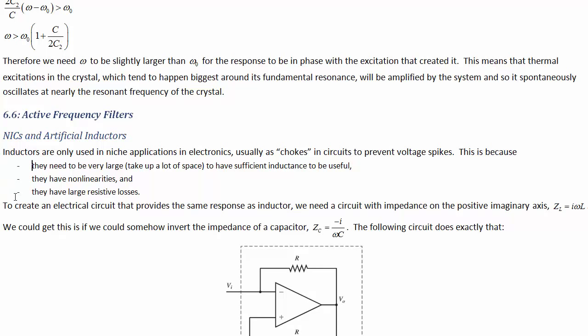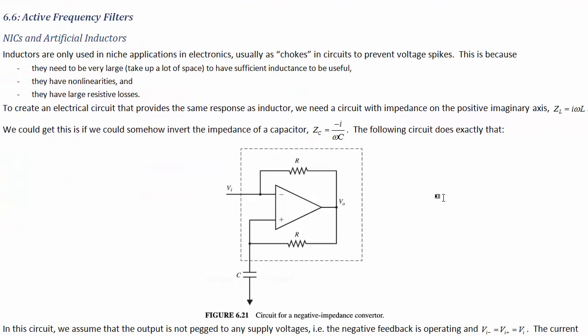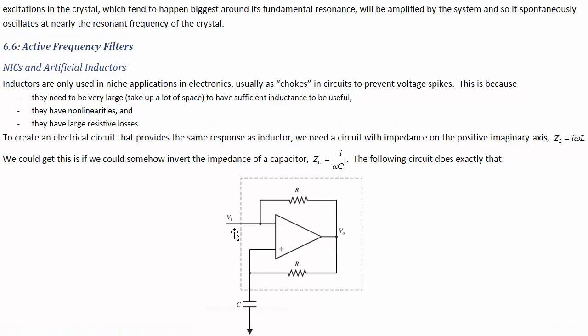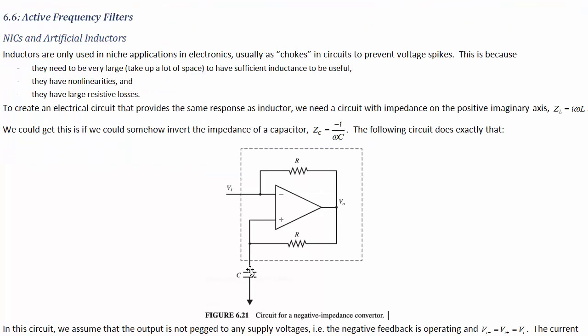So for this reason, and the fact that inductors tend to have nonlinearities and large resistive losses, it's better to make artificial inductors if we can get away with it. And here's how we're going to do this. We're going to use a magical circuit element using an op amp that has a way to give us the negative of whatever impedance follows it.